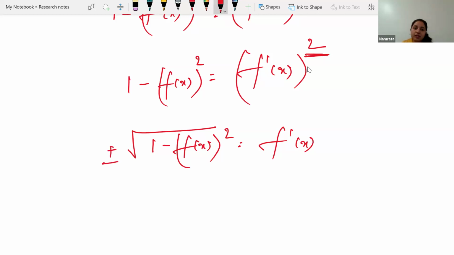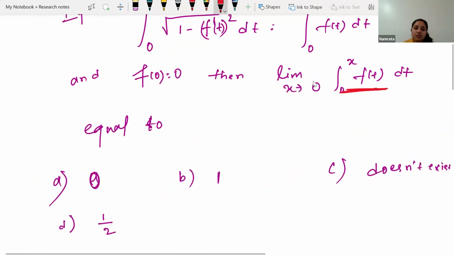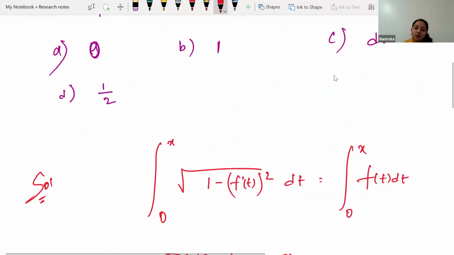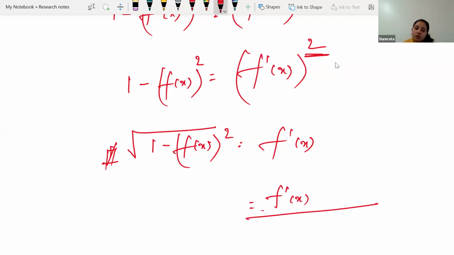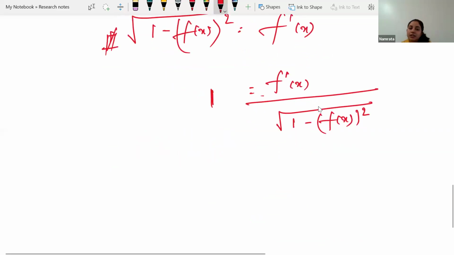Yes, there will be a plus minus sign, but since in the question it is written that f is a non-negative function, I am keeping only the plus sign over here. Okay, now it will become f dash x over root of 1 minus f of x whole squared, and here only 1. Can you see we can do the integration on both sides? And yes, it is possible to integrate this function. We will take the denominator as a substitution and we'll be getting the numerator only.